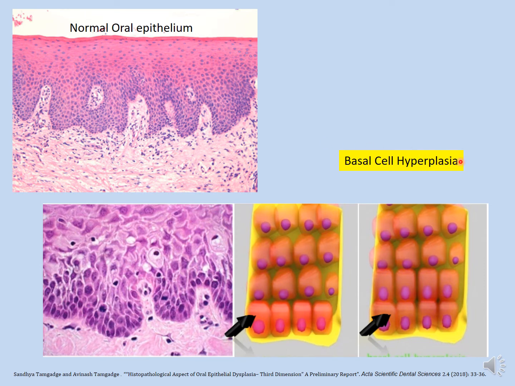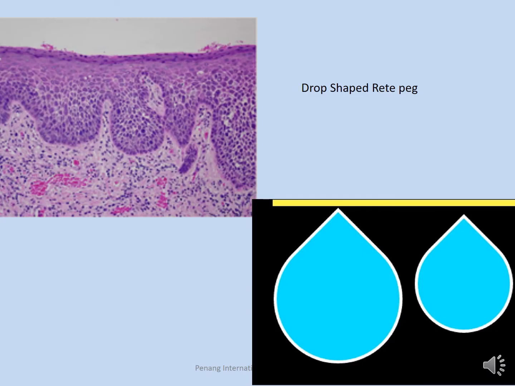Now what happens when there is basilar hyperplasia is you see two layers of basal cells. How do you identify them? You identify them based on their dark hyperchromatic nuclei. If you see a double layer of basal cells, that is not good news. It indicates activity in the basal cells, which means something is wrong, indicative of a dysplastic feature. The next dysplastic feature is drop-shaped rete ridges. What do we mean by drop-shaped rete ridges?